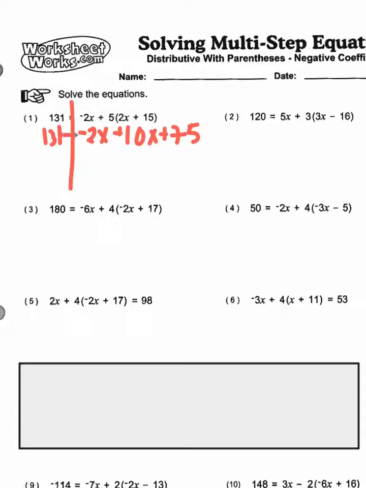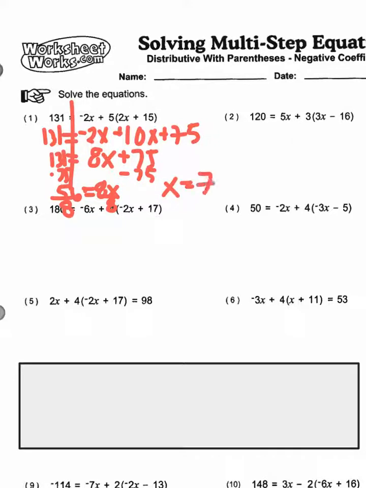and then I need to combine my like terms. So over here I have 8x plus 75, which I then want to subtract 75 from both sides. And that gives me 56 equals 8x, and I'm going to finish off by dividing both sides by 8. That would give me an answer of x equals 7 for this problem.